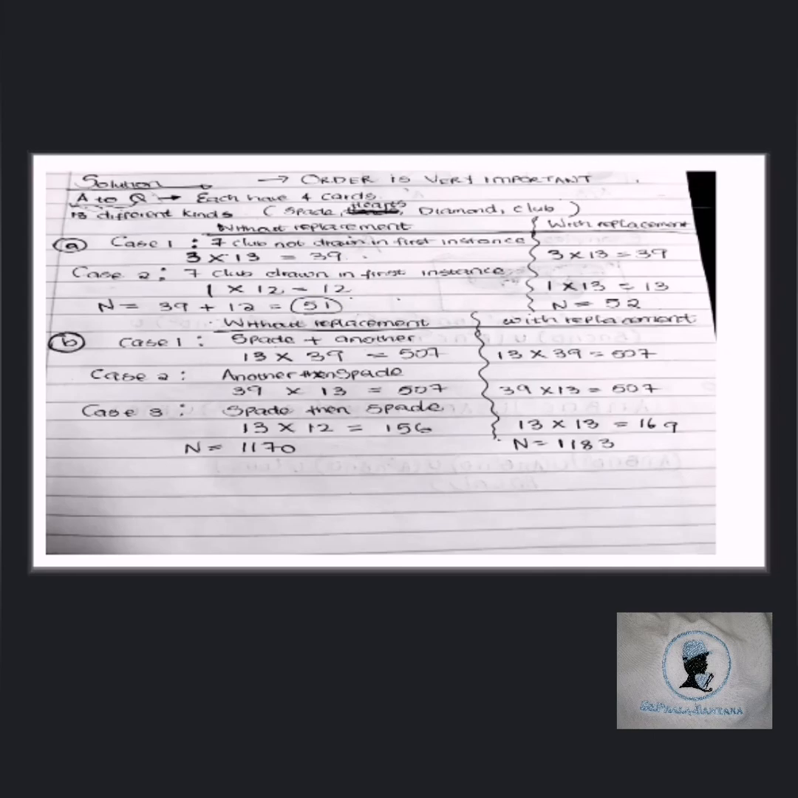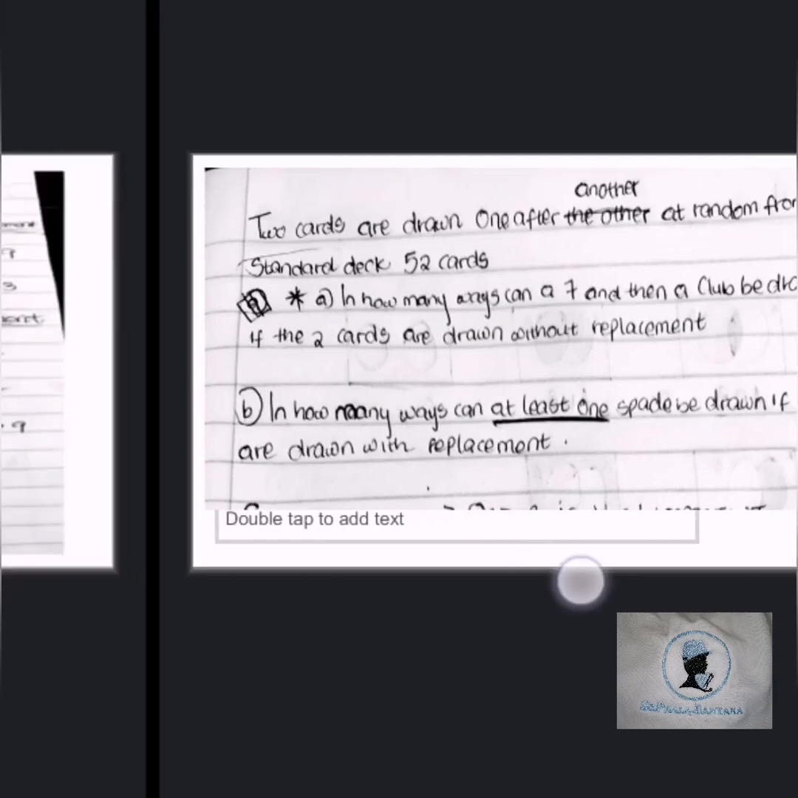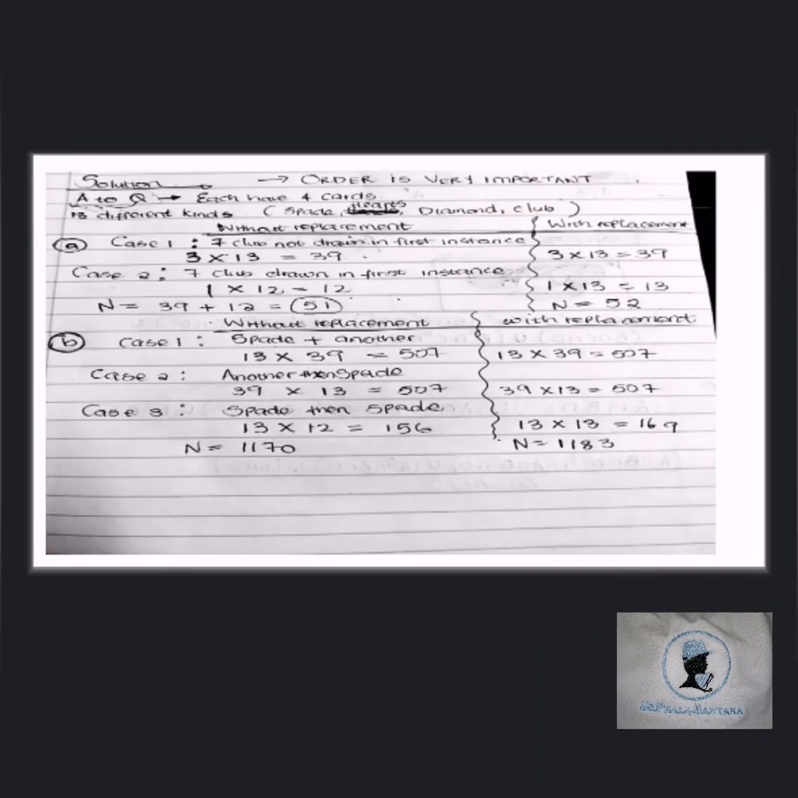So your sample space now, the total ways in which you can choose, what was the question saying? In which you can choose a 7, then a club, without replacement, is equal to 51.